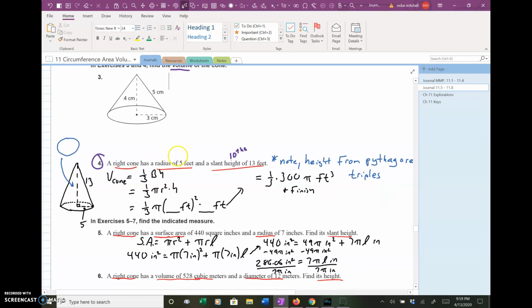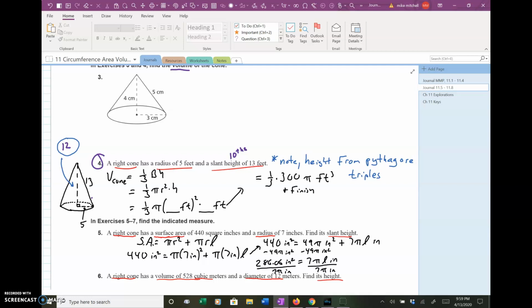A right cone has a radius of 5 feet, a slant height of 13 feet. We're going to go to tenths on this one. You see in the blue here, I got it circled. You need to get the height. We got a 5 blank 13 right triangle. That's going to be 12 from our 5, 12, 13 Pythagorean triple. Those are always good to know. If you don't have those memorized, have them handy to look up.